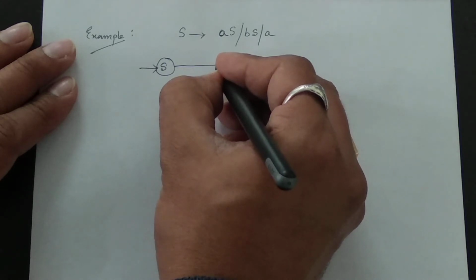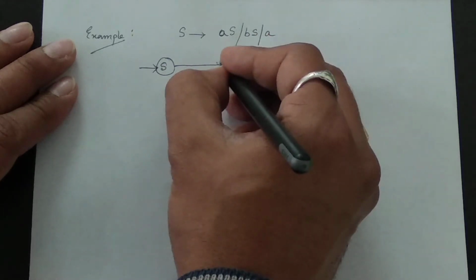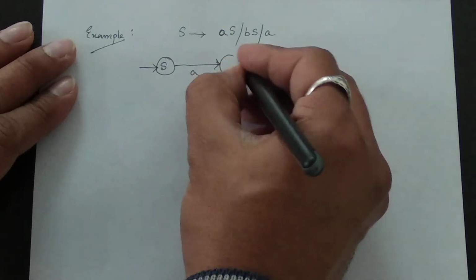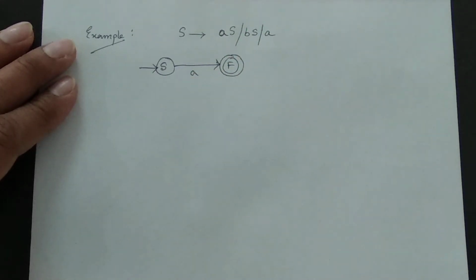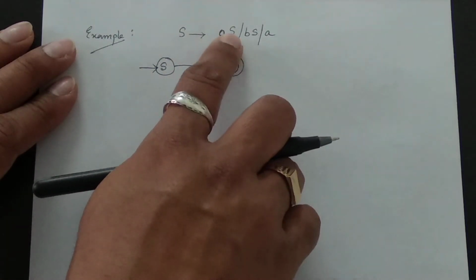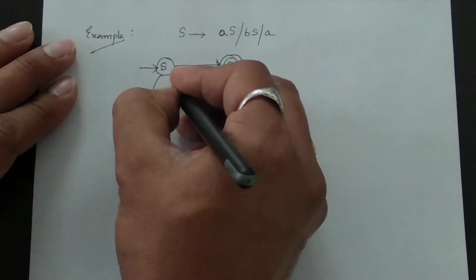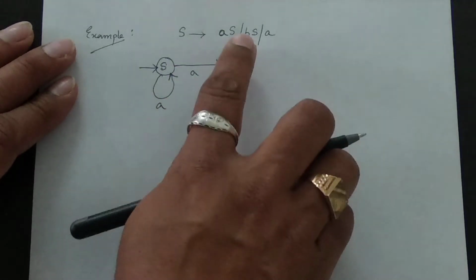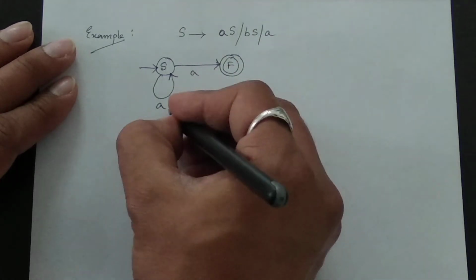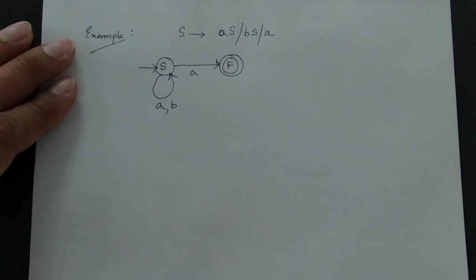Now if I ask you for simple A, and this is your final state, correct? Now if I want to ask you A, where it is coming, again it is coming to the same state, so you can make a self loop as A. Again for the next production, again B is coming to the self loop, same state, so A comma B. So this is your NFA.